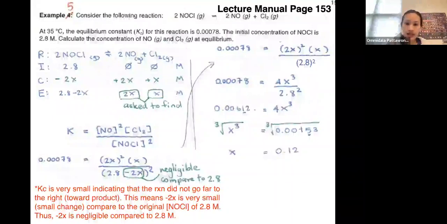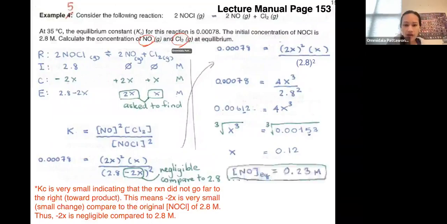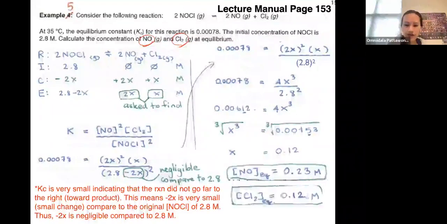And again, x is not your final answer, because x is just the change. So in order to find out the concentration of NO and Cl2, all you need to do is plug those in. Okay, so you are going to get the concentration of those two equal to 0.23 molar and 0.12 molar.